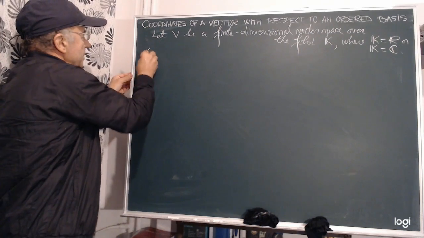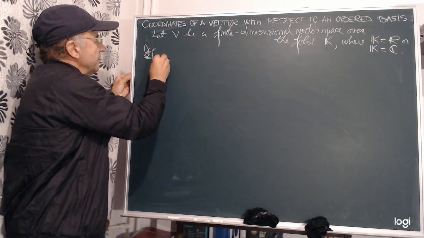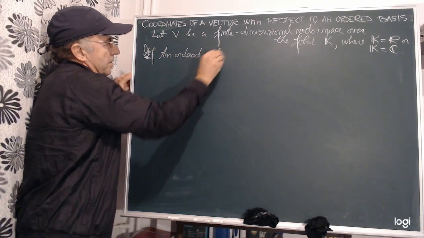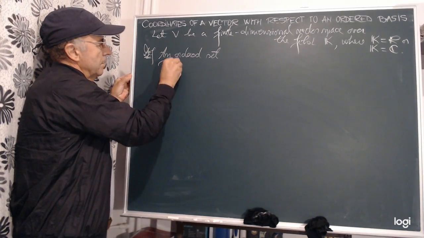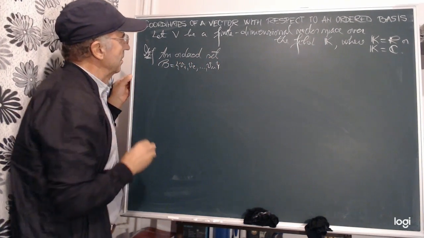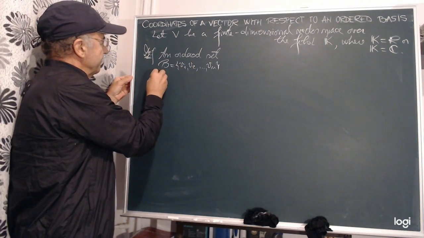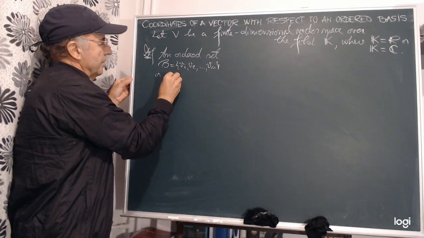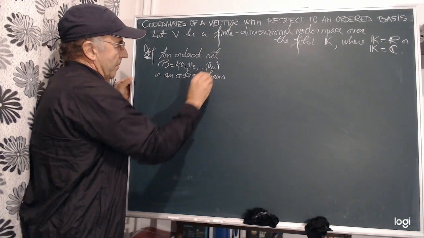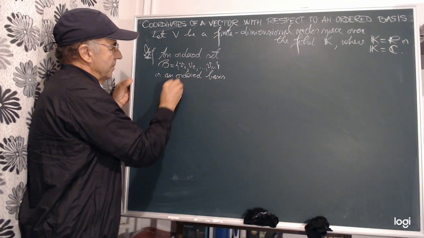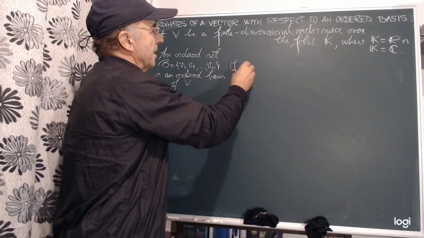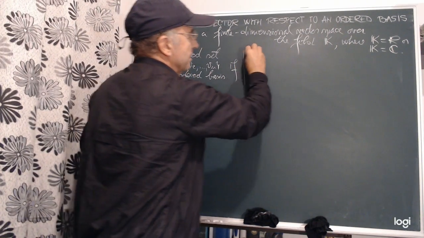Firstly, a definition. An ordered set of vectors B, vectors V1, V2 up to Vn, is an ordered basis of our vector space V if it satisfies the following two conditions.